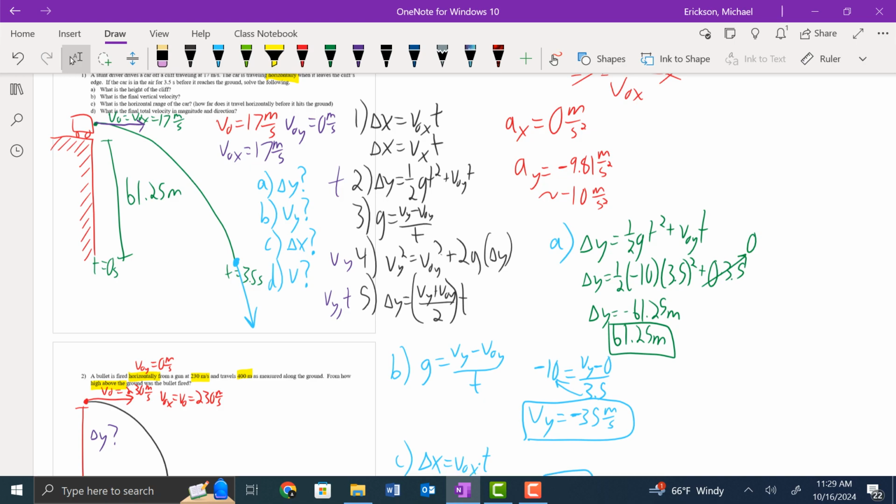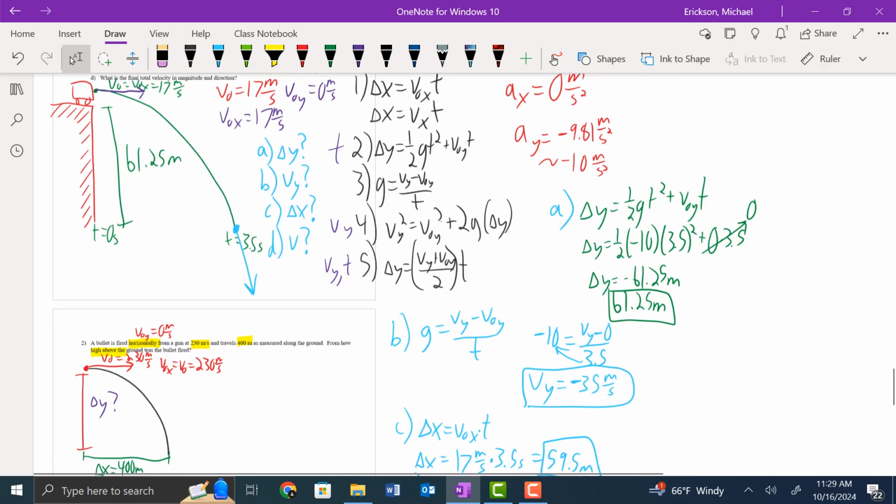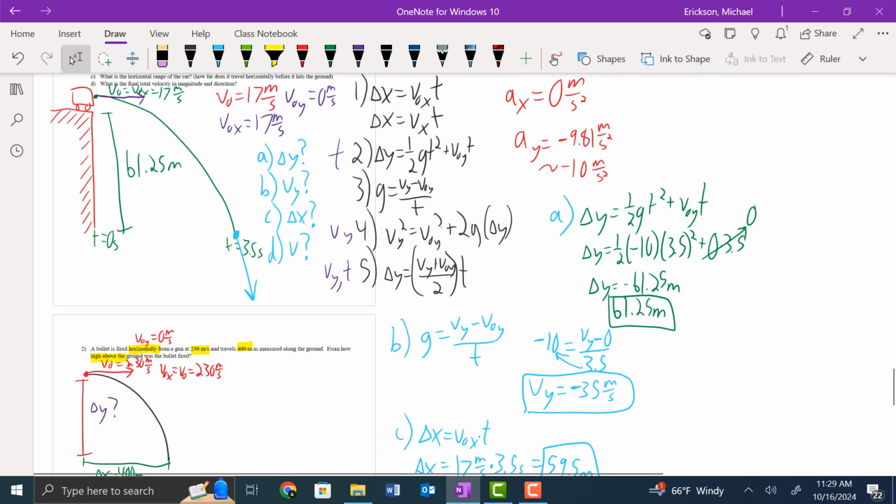There's equation 1. So equation 1, I have delta x is equal to V naught x t. Wait a minute. I have delta x and V naught x, so I can solve for t. I can solve for how long the bullet's in the air for. So delta x is equal to V naught x t. So delta x is 400, V naught x is 230 times t. You will end up getting t is 400 divided by 230. I'll round it up, 1.74 seconds. All right, so that's my t.